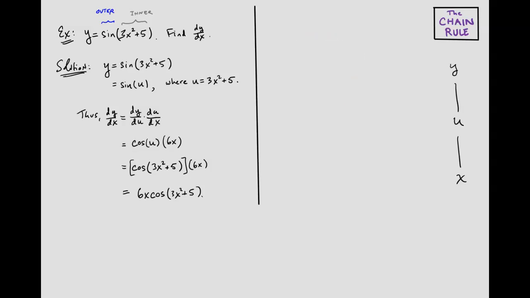Let's do another example over here. We want to find dy dx if y is the quantity x cubed plus 2x raised to the 50th power.